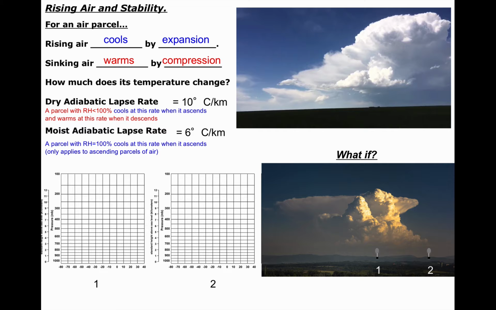I've got this picture of a big thunderstorm down there in the bottom right. And I'm going to launch 2 weather balloons. One weather balloon, number 1, is going to go right into the thunderstorm. It's going to be in a parcel. On the outside, I'm going to launch a weather balloon into the environment.